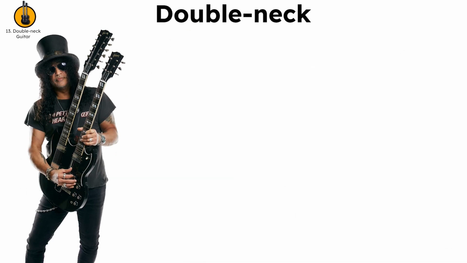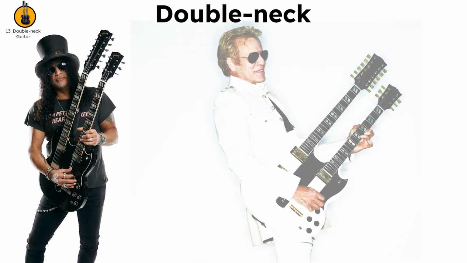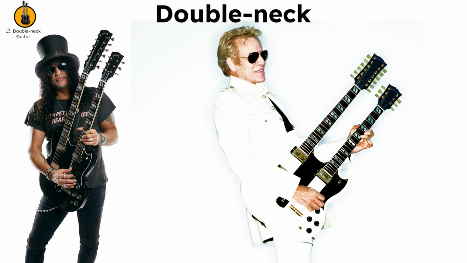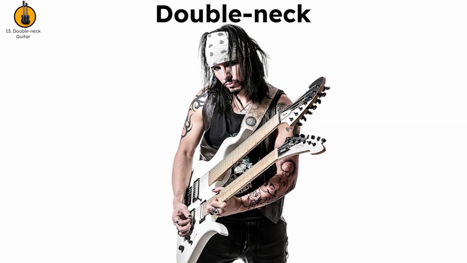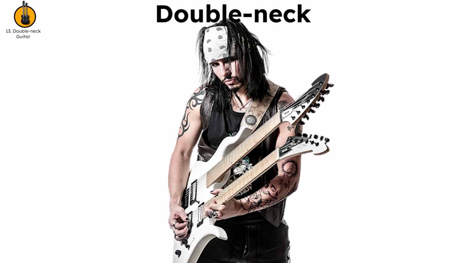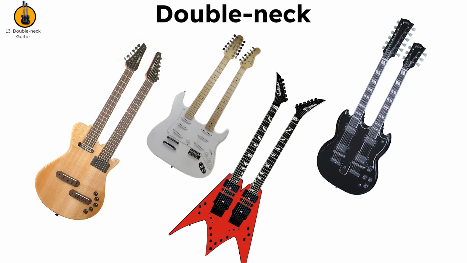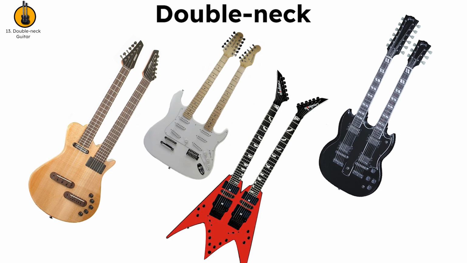For example, a guitarist might use a standard 6-string neck for rhythm parts and a 12-string neck for chiming leads, or have one neck tuned for standard playing and another tuned specifically for slide guitar. Double necks are not as common as single-neck guitars due to their bulkier size and increased weight.